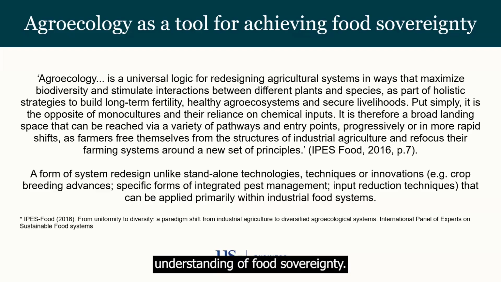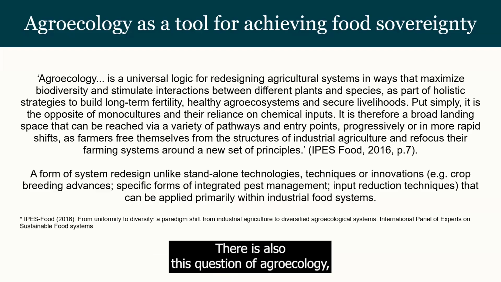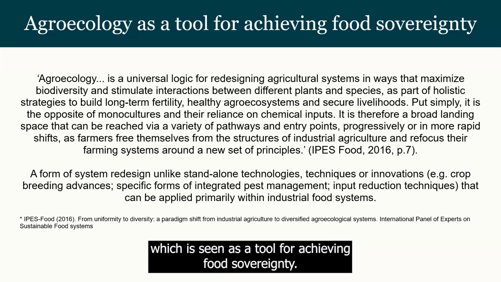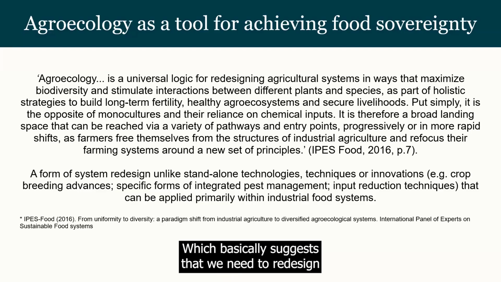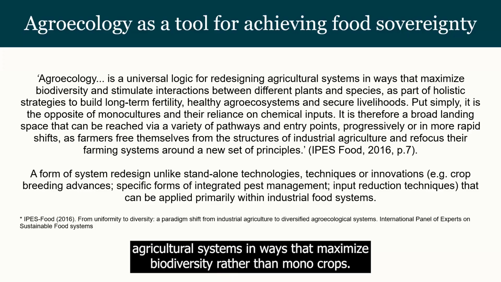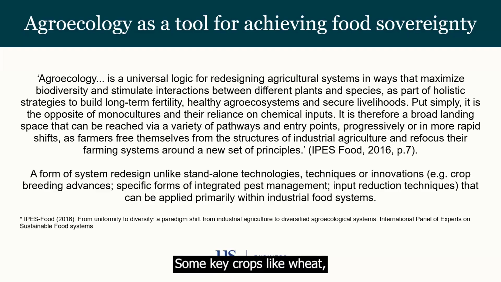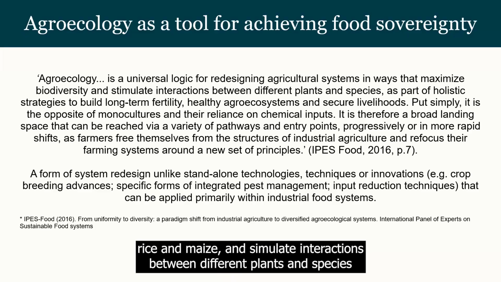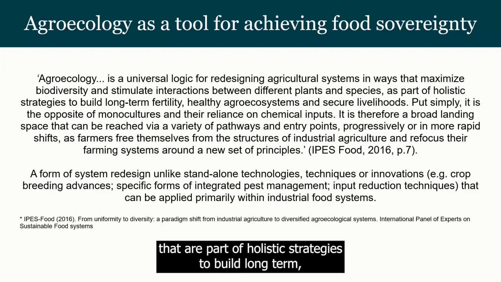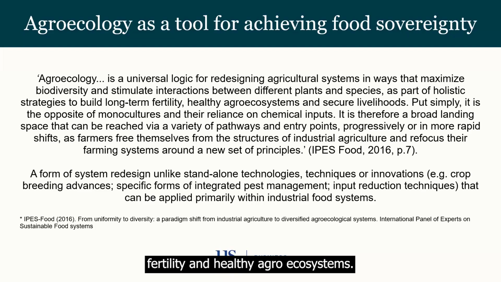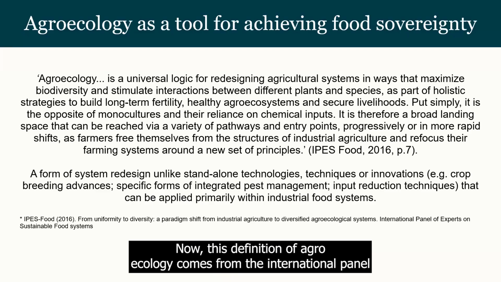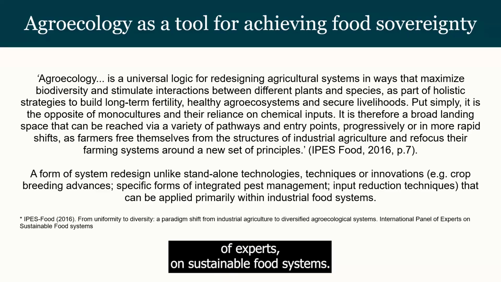So, a complementary understanding of food sovereignty, there is also this question of agroecology, which is seen as a tool for achieving food sovereignty, which basically suggests that we need to redesign agricultural systems in ways that maximize biodiversity rather than monocrops of some key crops like wheat, rice, and maize, and simulate interactions between different plants and species that are part of holistic strategies to build long-term fertility and healthy agroecosystems.